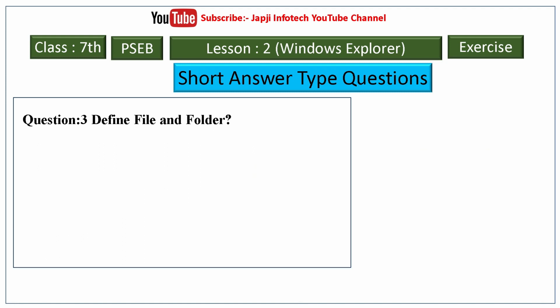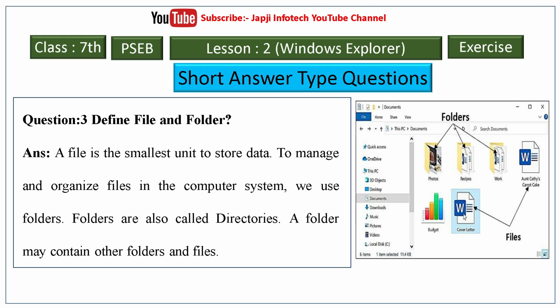And the third question is define file and folder. And the answer is a file is the smallest unit to store data. To manage and organize files in the computer system, we use folders. Folders are also called directories. A folder may contain other folders and files.